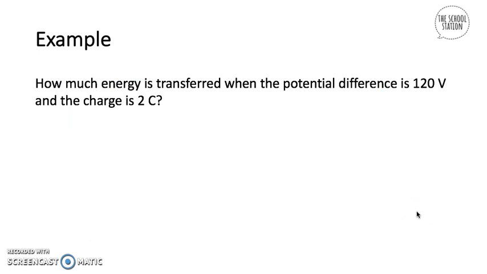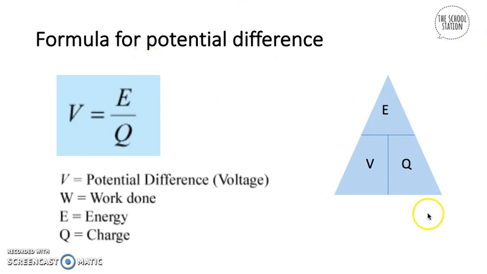Alright guys, I hope you spotted that we are given the potential difference, 120 volts, and the charge, 2 coulombs, and they're asking us how much energy is transferred. So they're not telling us to find the potential difference, which we were looking at. They're telling us to use this triangle to find the energy transferred. So how do you find the energy transferred?